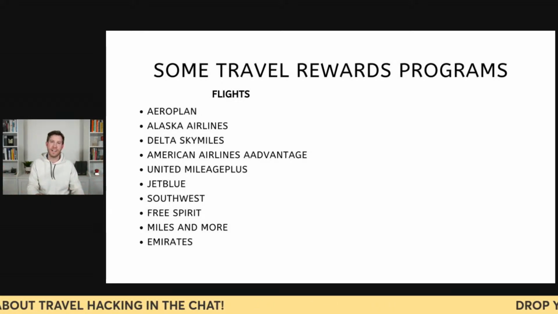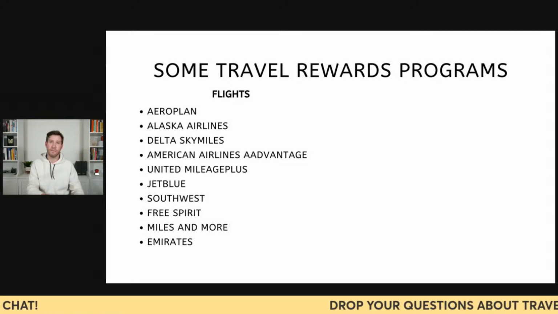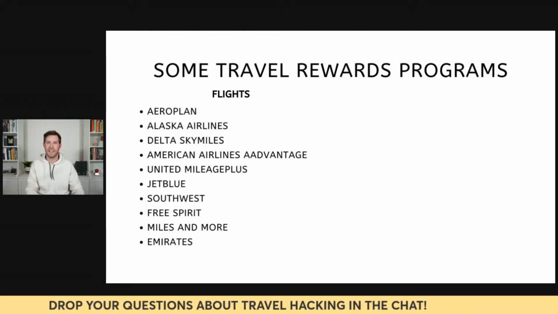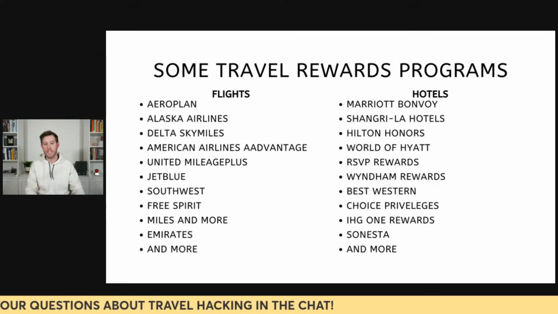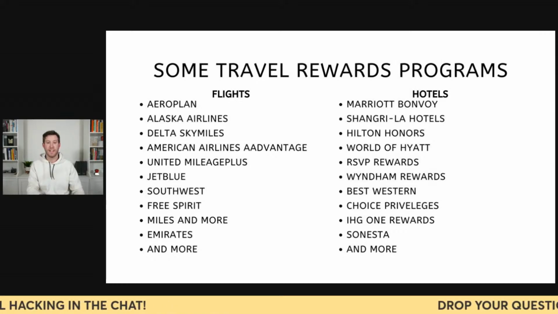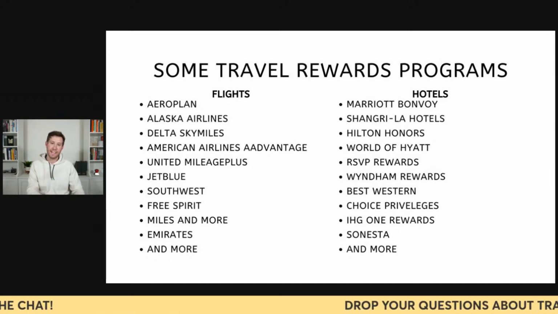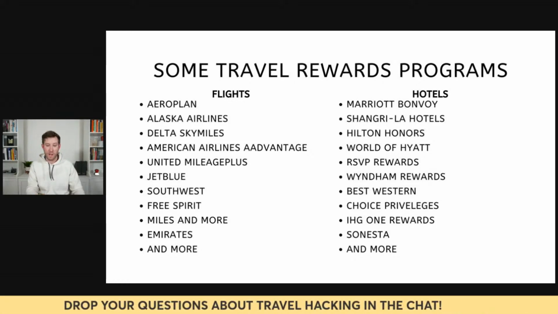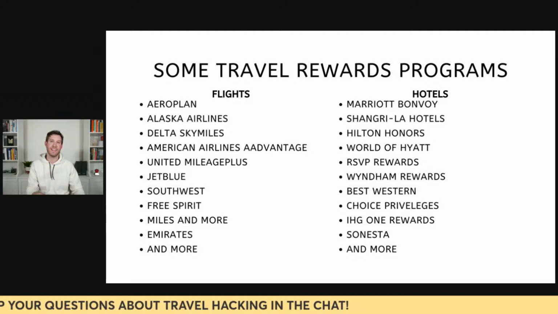These are some of the ones that I've included that would be the major airlines, definitely a lot of them out of the US, hence our viewership, as well as Aeroplan in Canada, you've got WestJet, like I said. And there's some others with hotels: Marriott Bonvoy, Shangri-La Hotels, Hilton Honors, World of Hyatt, Wyndham Rewards, Best Western, Choice Privileges, IHG One Rewards, Sonesta, and more.